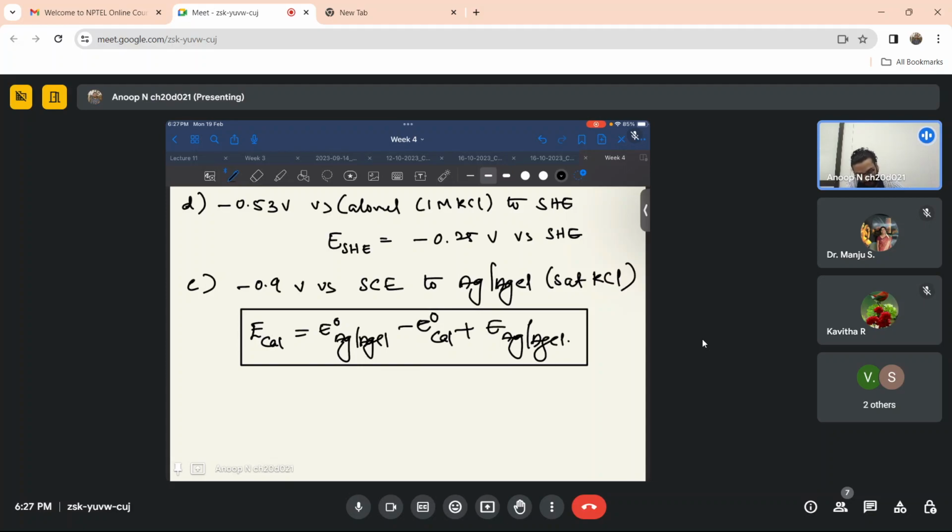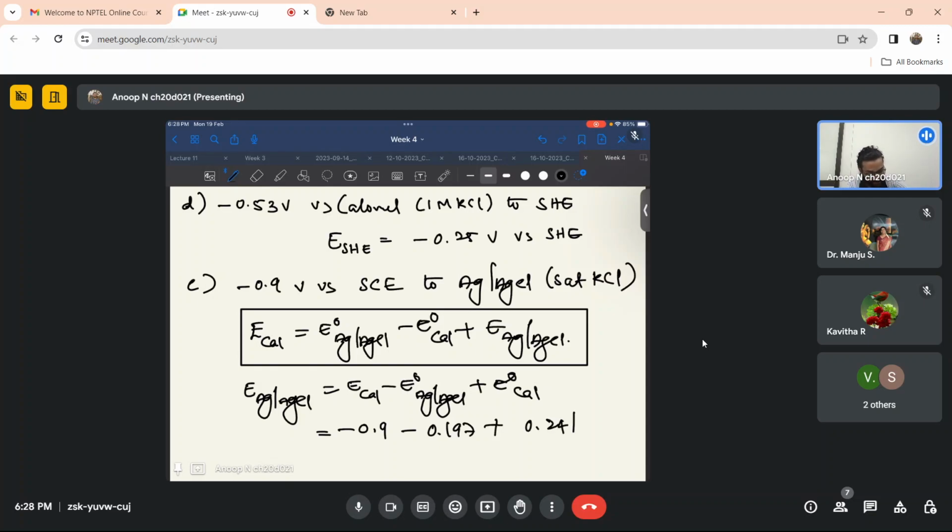Here we are asked to find out E_Ag/AgCl, which will be equal to E_calomel minus E0 Ag/AgCl plus E0 calomel. So what was the value? Minus 0.9 minus E0 Ag/AgCl, saturated means it's 0.197, plus E0 calomel, 0.241. What will be the answer coming? Minus 0.856 volt versus Ag/AgCl. Is that clear?